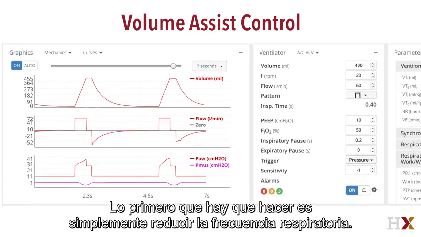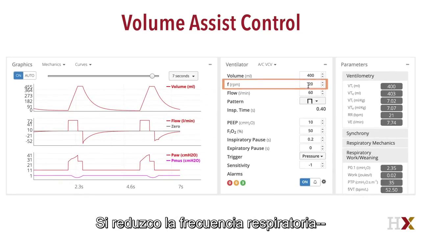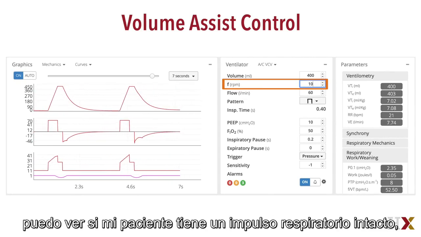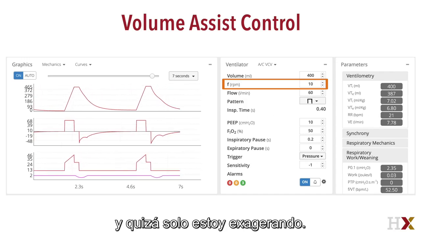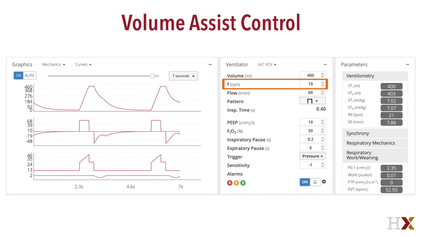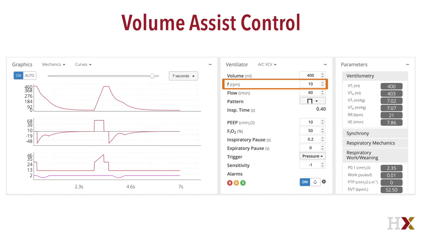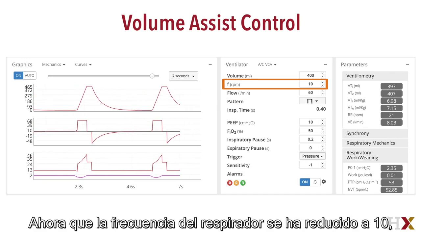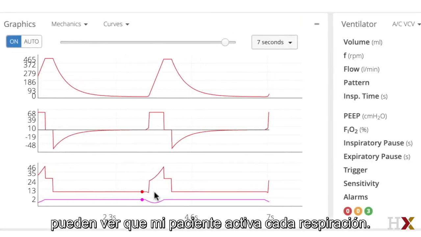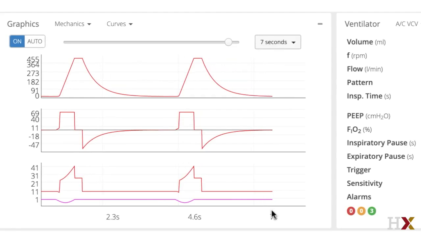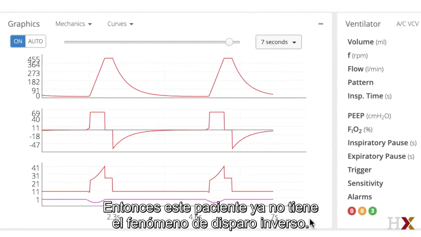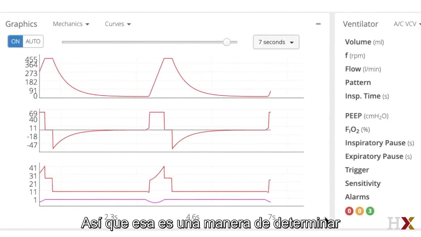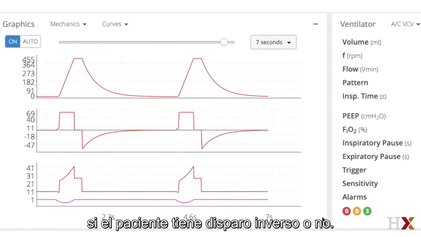The first thing to do is to simply reduce the respiratory rate. So if I reduce the respiratory rate, let's start up the simulator here. If I reduce the respiratory rate to 10, I can see if my patient has an intact respiratory drive, and perhaps I'm just beating them to the punch. So now that the ventilator rate has been reduced to 10, you can see my patient is triggering every breath. So this patient no longer has the phenomenon known as reverse triggering. All it was was bad timing.